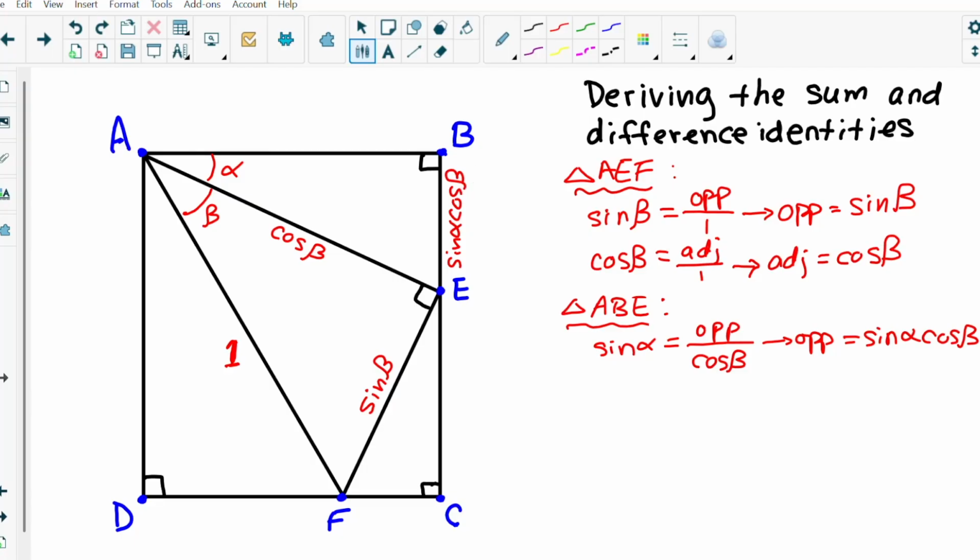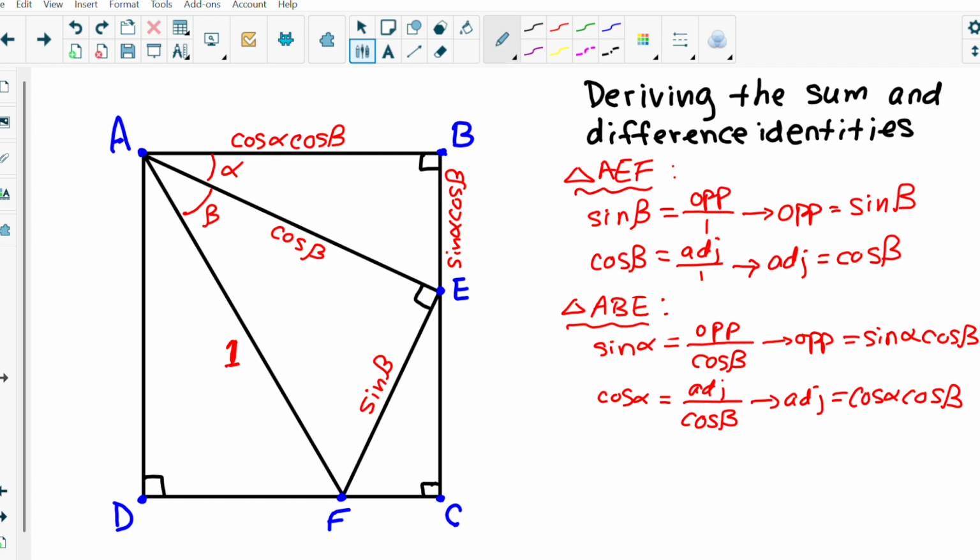There we go. I'm going to also take the cosine of alpha, and I'm looking for this adjacent side. That is adjacent divided by the hypotenuse, which is cosine of beta. So that leads me to adjacent side equals cosine of alpha cosine of beta. Okay, so let me fill that in: cosine of alpha cosine of beta. Okay, good so far?